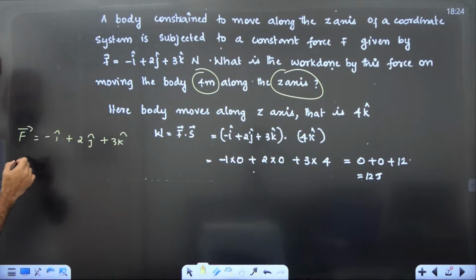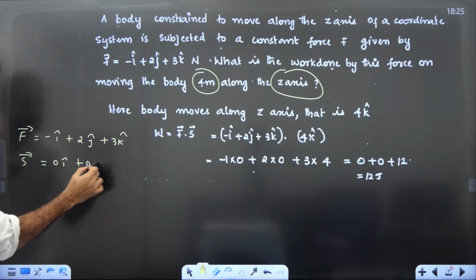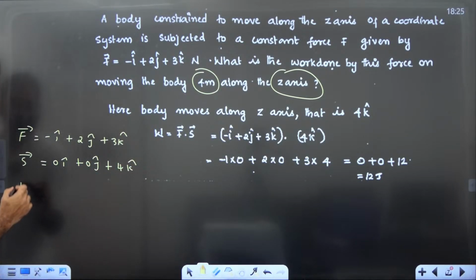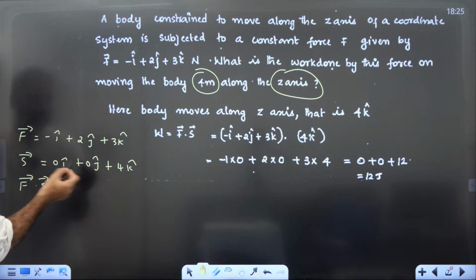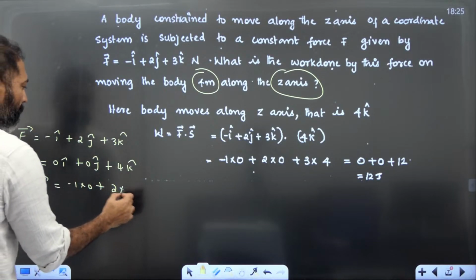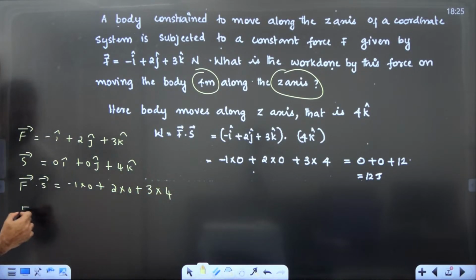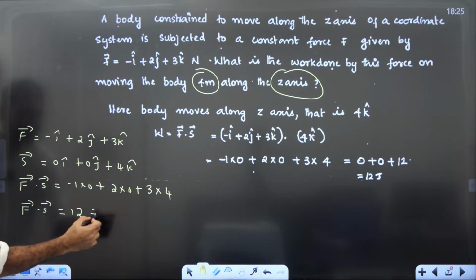So, displacement is only along the z-axis. What is the i component of displacement, or x direction component? 0 i cap. What is the y direction? 0 j cap. What is the z direction? 4 k cap. So, what is F vector dot S vector? Minus 1 into 0, plus, what is the coefficient of j? 2 into 0, plus 3 into 4. So, F vector dot S vector is 12 joule.